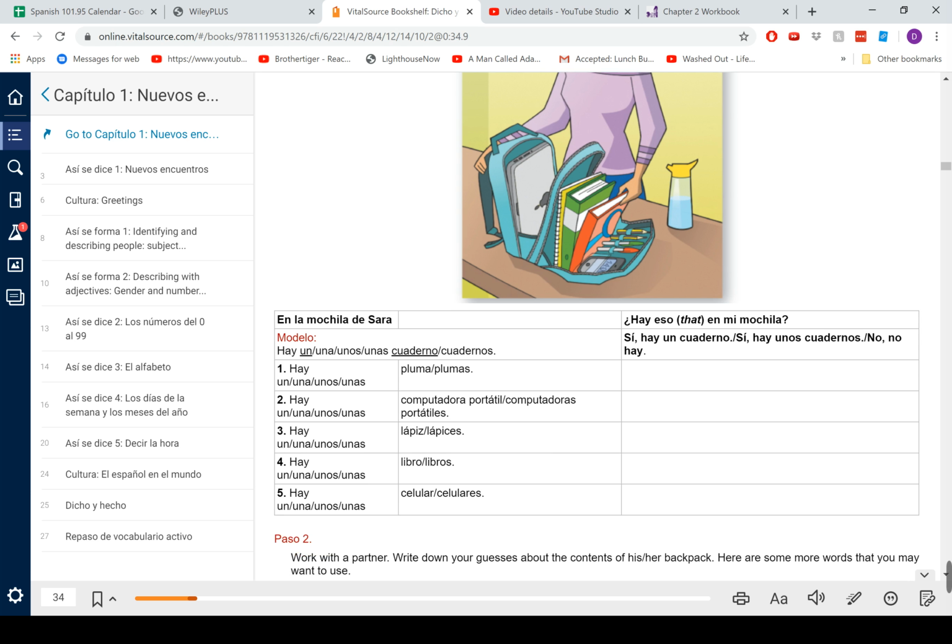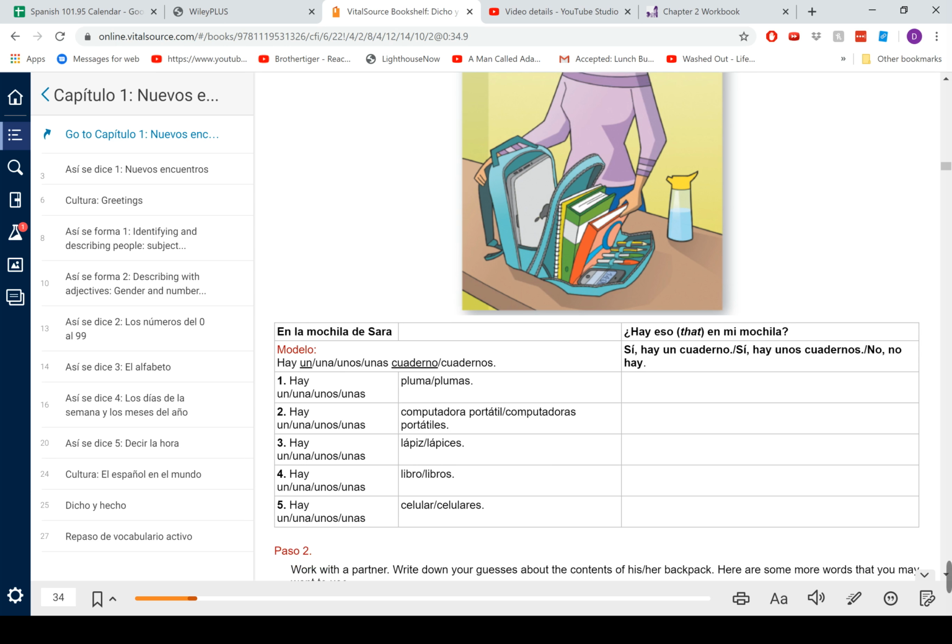So pause the video now. I want you to go through 2 through 5. Muy bien. Number 2. So we have computadora portátil, right? A laptop. So we have a laptop right there. Do we have some laptops? No, we only have one. So we're going to go with una, because it's just a laptop. Sí, hay una computadora portátil.